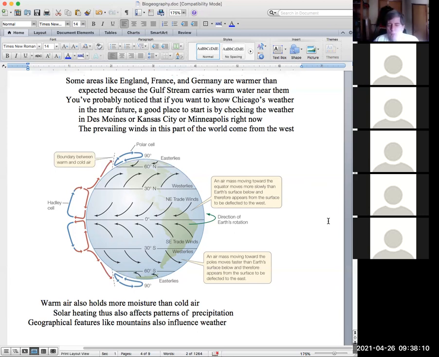So this means if we look at air right after it moves over water, it tends to have a lot of water, so there can be a lot of precipitation. If you look at the United States, the middle part of the United States is the Great Plains. And the Great Plains is an area where there's not that much precipitation.